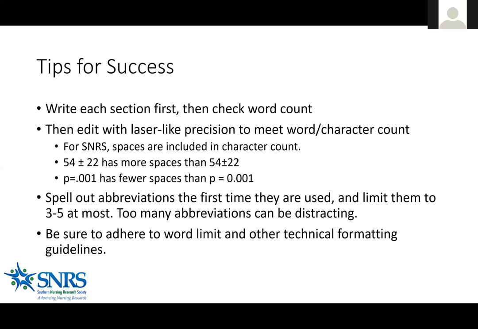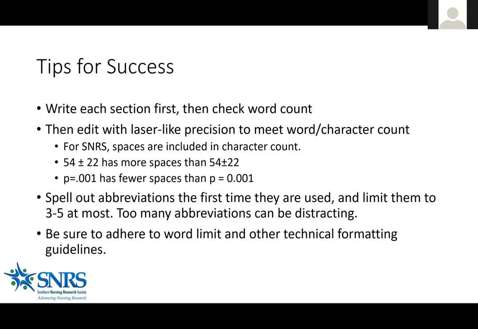My advice, the way I approach it, is to write each section first. So you put everything on the abstract that you want to convey. Then you check your word count. And it's invariably going to be way over what you were hoping for. So then you go through and edit it with laser-like precision so that you can meet your word and character count.